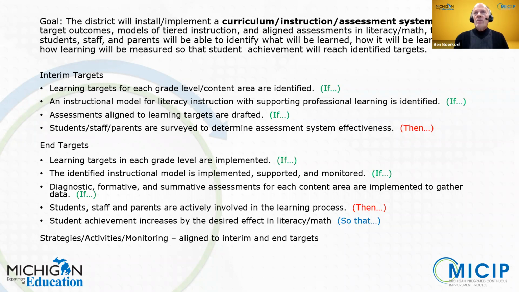And so in this case, our hope is that students, staff, and parents are going to be able to identify what will be learned, how it will be learned, and how learning will be measured so that they can partner in their students' education, and that eventually our goal is to then reach our identified targets. And what we've done is we've identified interim and end targets to support that, and you'll notice that we used that challenge statement to identify those interim and end targets, and the different components of those targets match up with the components of our challenge statement. And again, that almost always ends up with impacting students.